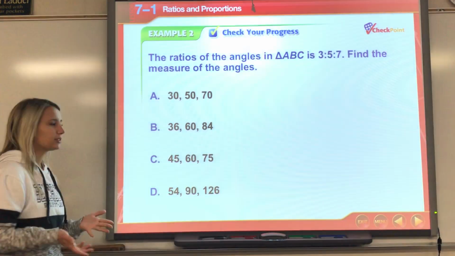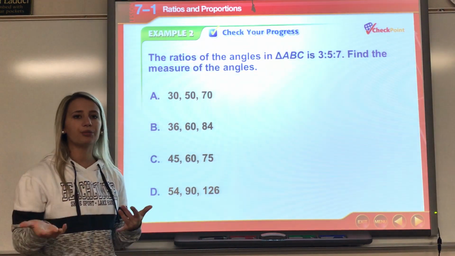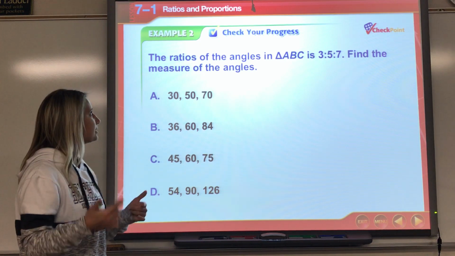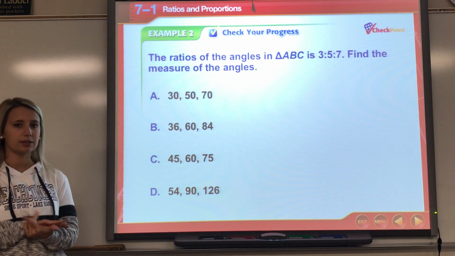Okay, here's one for you guys to try, all right? Another triangle, we have triangle ABC, and now the ratios of the angles are 3, 5, and 7. So pause your video for a second and figure out what the measure of the angles are.